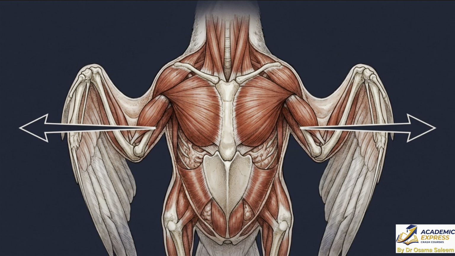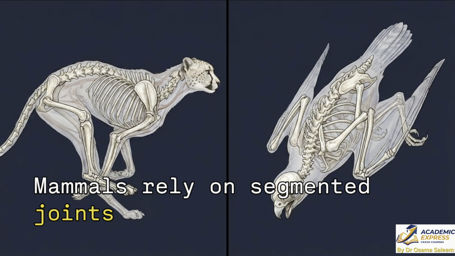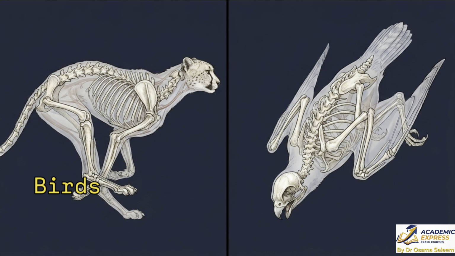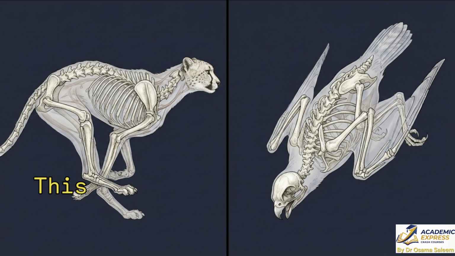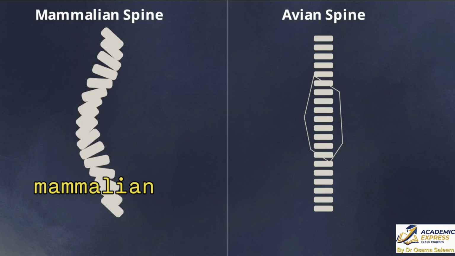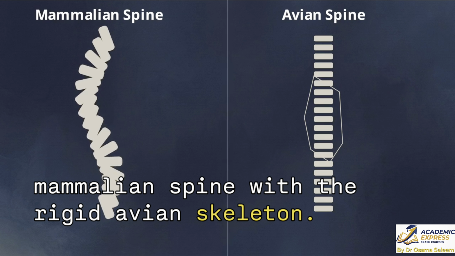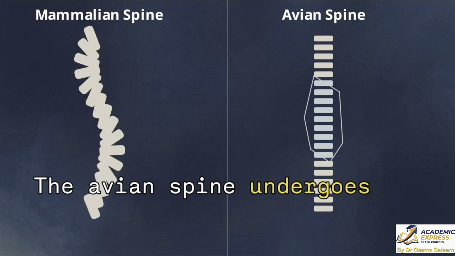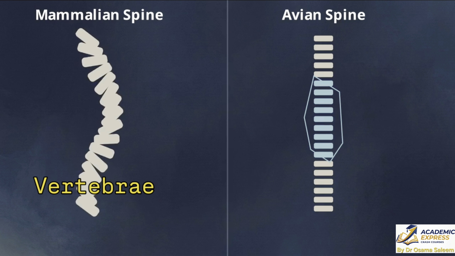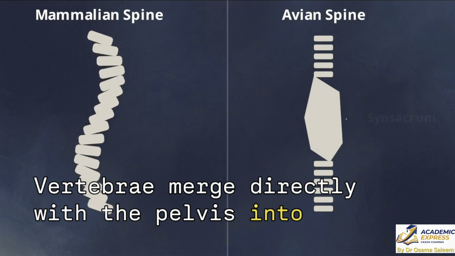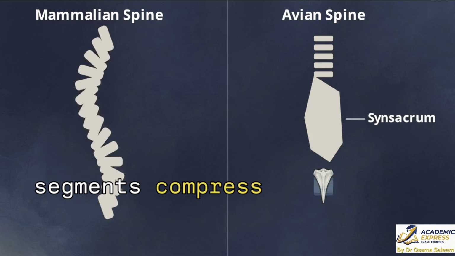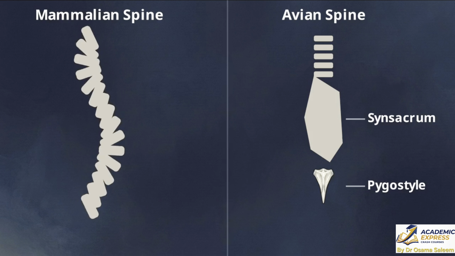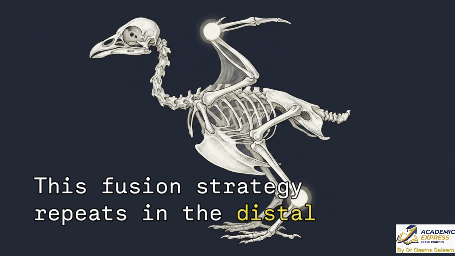Mammals rely on segmented joints for articulation. Birds deploy a strategy of fusion to survive airborne shear forces. This compares the bending sections of a mammalian spine with the rigid avian skeleton. The avian spine undergoes significant fusion. Vertebrae merge directly with the pelvis into a solid block known as the synsacrum, while tail segments compress into a single pygostyle. This fusion strategy repeats in the distal limbs.